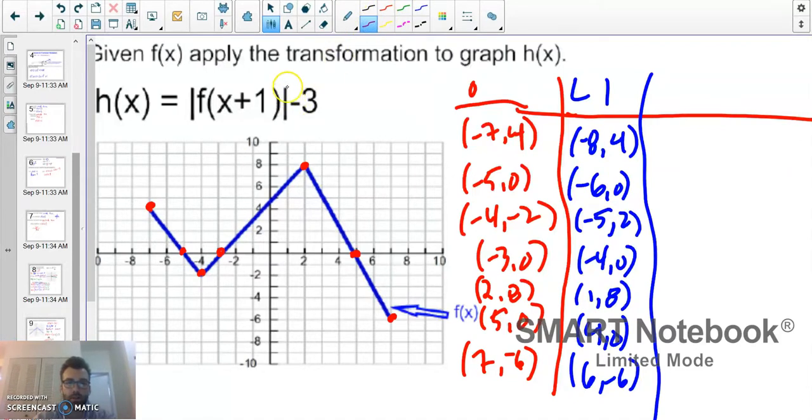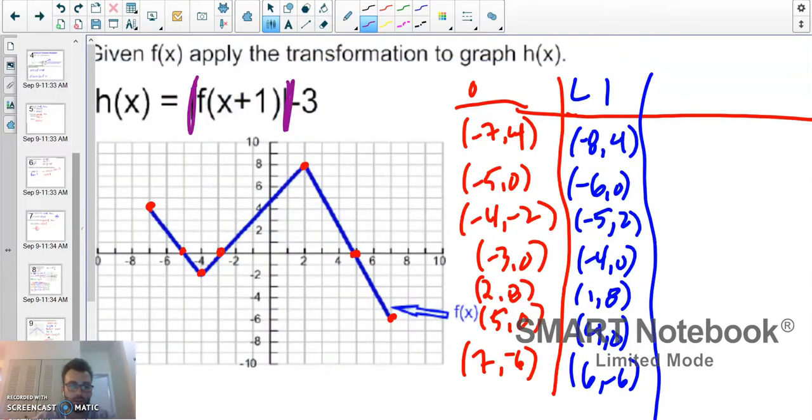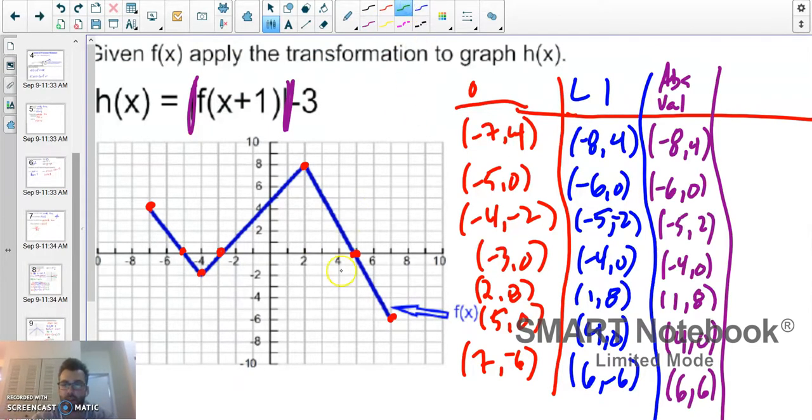Our next thing is to apply the absolute value. Remember, when you apply absolute value, it takes every negative number and makes it positive. Every negative output becomes positive. Now that I made every negative value positive, I made a little mistake here. It should have been -2.